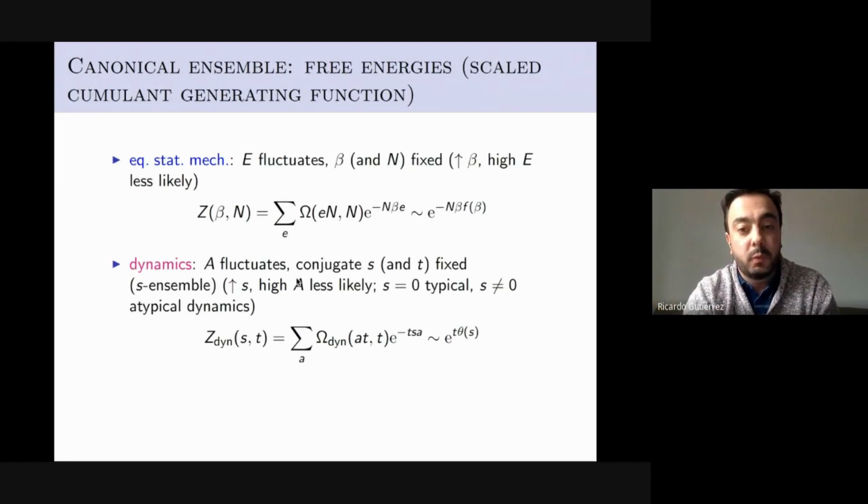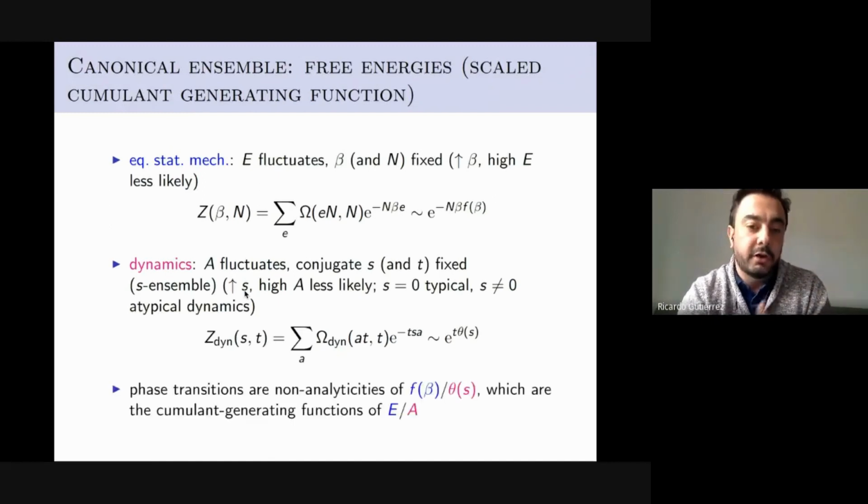And when the parameter is large, high values of the observable are less likely. So in that way it is analogous. And when S is strictly zero, we have the typical dynamics, the natural dynamics of the system. But when we change the value of S, we are changing the dynamics to more atypical dynamics, to other statistics of the observables of interest. And unlike beta, S in principle can take positive or negative values.